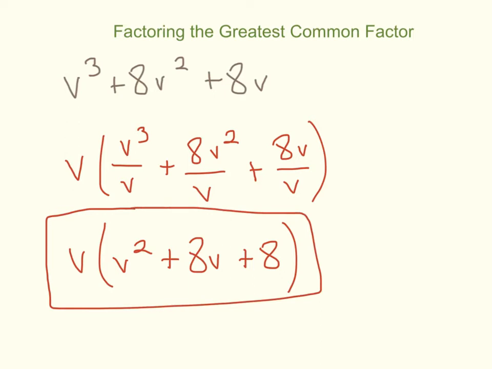Another red flag you can check for is you shouldn't have fractions in your final answer. So if you still got a common factor in the parentheses, or if you have fractions, then your greatest common factor is wrong. You need to look at that again. And one other thing you can notice is I started out with 3 terms. I have 3 terms in my parentheses. It should work that way every time.